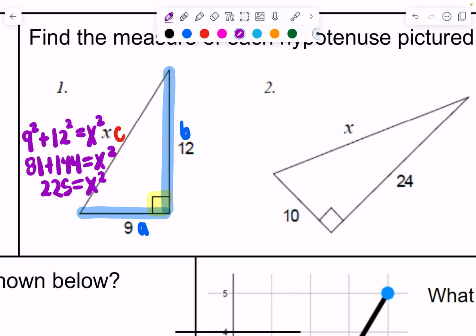Now, the goal is to get X by itself. When we're solving equations, our goal is to get the variable by itself. So we're getting X by itself. So the opposite of squaring something is to square root. So I'm going to square root, and I'm going to write X equals.